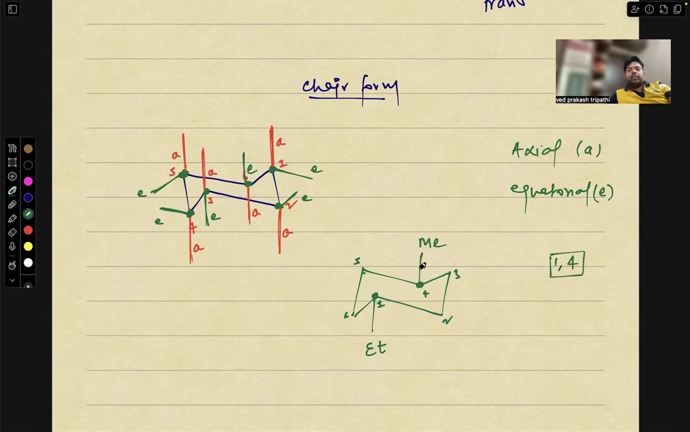And look at this methyl. This is not in the direction of corner. This is anti to the direction of corner. So this is equatorial. And the ethyl, this is also anti to the corner. So this is also equatorial. Clear?